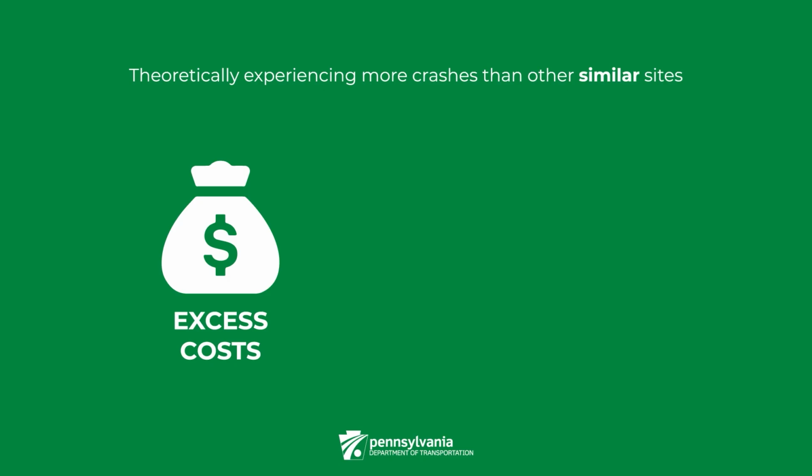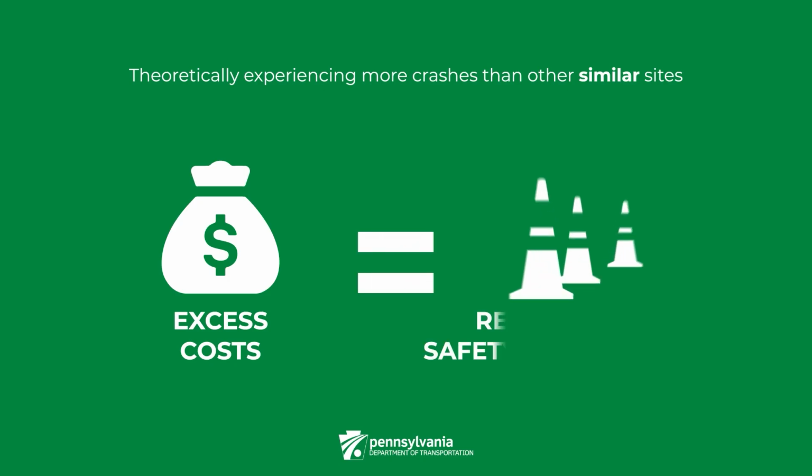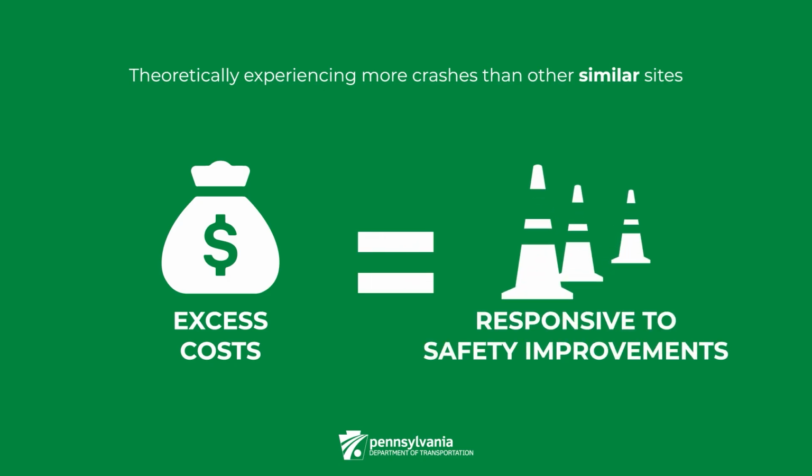The number and severity of crashes over what's expected also determines whether a site is a good candidate for improvements. For example, a site with 10 excess crashes is likely a better candidate for safety improvements than a site with 1 excess crash. Sites with high excess costs are most likely to respond to safety improvements because they are experiencing more crashes than they theoretically should based on their area type, facility type, AADT, and geometric characteristics.